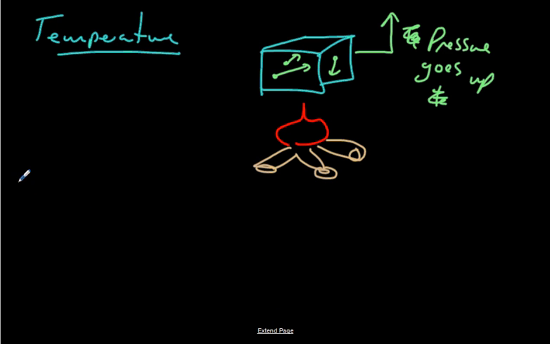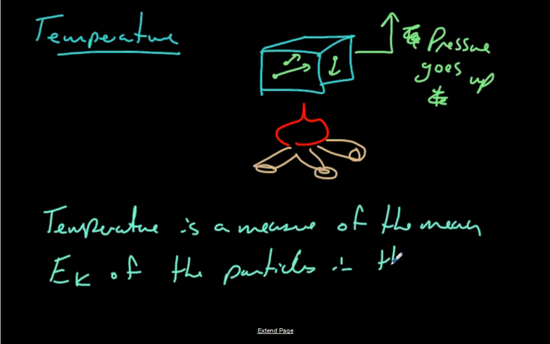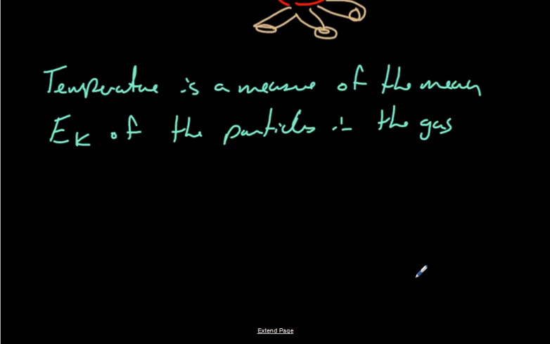So what is temperature? Let's go back to talking about temperature. We did before, but temperature is a measure of the mean, which means average, of the average kinetic energy of the particles in the gas. And there's a symbol for that. When you're talking about the average kinetic energy, it's EK with a bar on top, okay? So bar means average in this case.